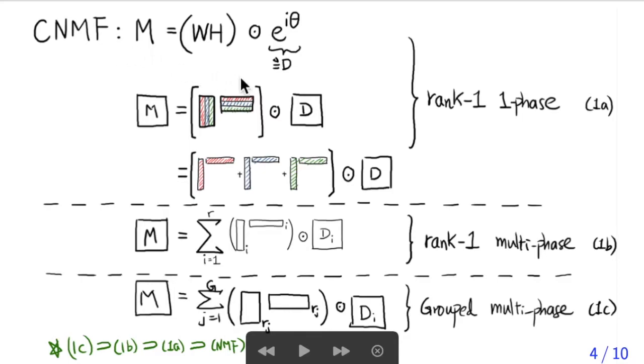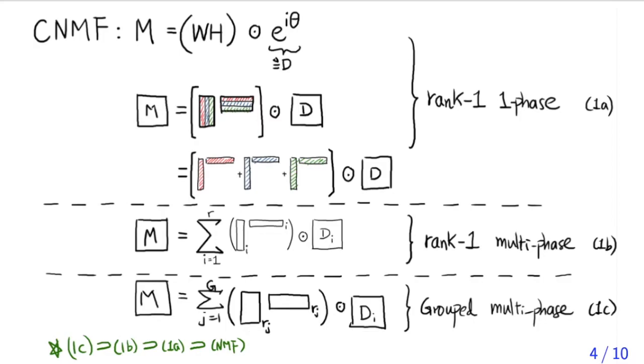First of all, this kind of extension from real NMF to complex NMF has already been studied in the literature, but we call it rank 1 one phase, because this WH can be expressed as R rank 1 components, and all these components are sharing the same phase. So we name this model one phase. To generalize this model, we just assume that each rank 1 amplitude part has its own phase. In this case, we have the rank 1 multi-phase model.